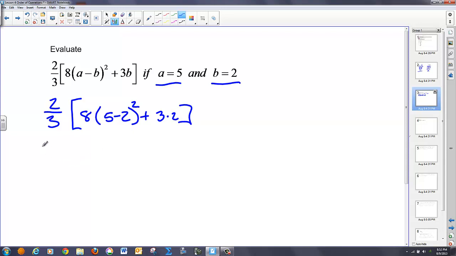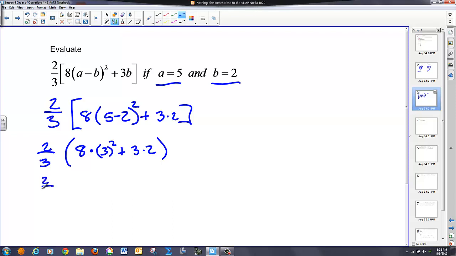So within these brackets now, I have an exponent, which I'll deal with first. And that gives me an 8 times, that's 3 quantities squared, and that's added to 3 times 2. Within these parentheses, I notice there's an exponent, so I have 8 times 9 plus 3 times 2.